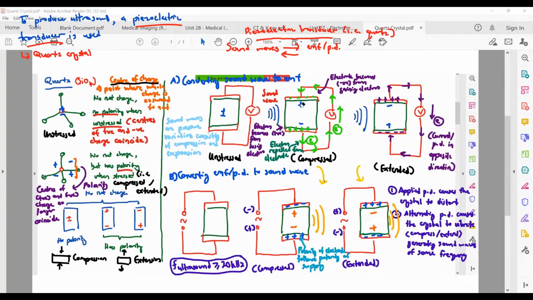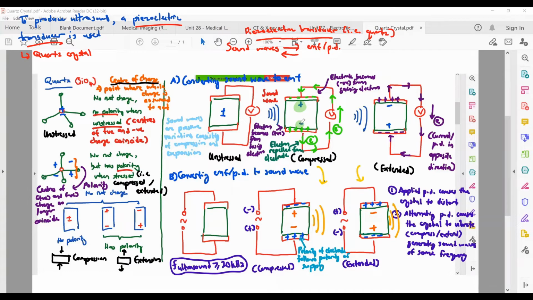It causes compression and extension of your crystal. Now, the compression and extension of your crystal will cause your quartz crystal here to have a polarity. So if originally they did not have any polarity, now it suddenly has polarity. Say for example, right now, your quartz crystal is in a state of compression. You now have a polarity of, say, positive here and negative here.